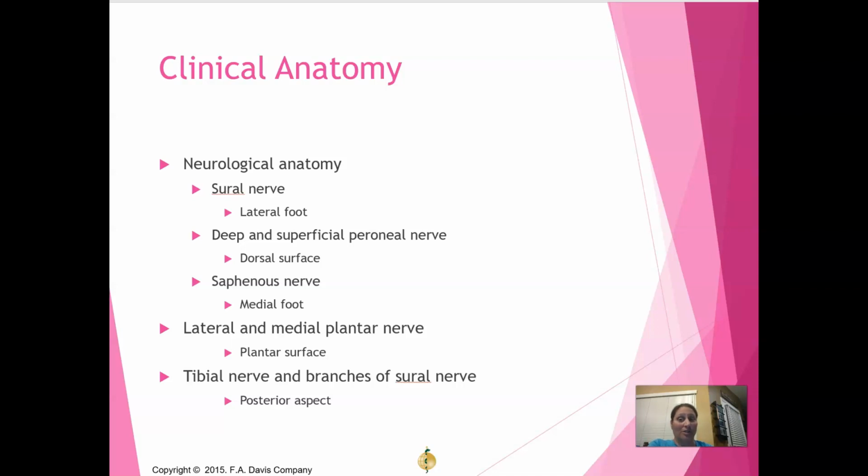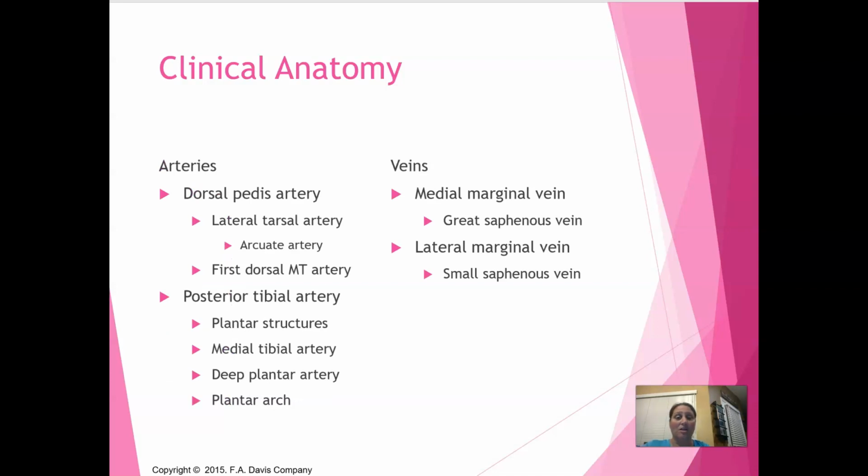Now we're getting into a little bit more depth of the clinical anatomy, where we're looking at the neurological anatomy. So on the lateral aspect, there is a medial plantar nerve, and there is the tibial nerve and branches that is more on the posterior aspect of the foot. Okay, arteries and veins.